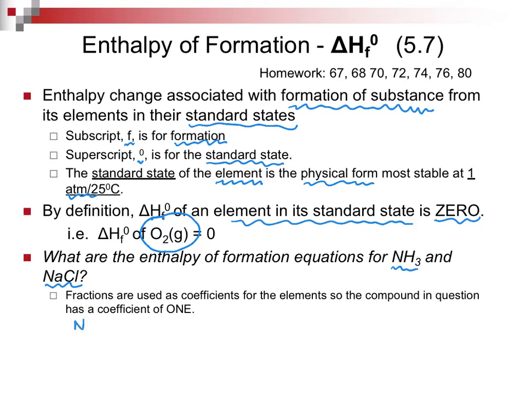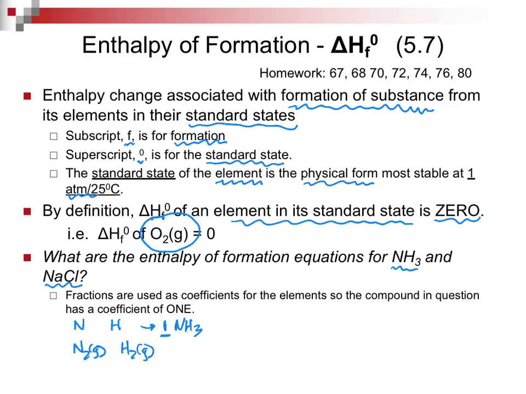There is a nitrogen and there is a hydrogen in NH3. And 1 has to be the coefficient for whatever material we put as a product. What is nitrogen in the standard state? It is N2 as a gas. What is hydrogen in the standard state? It is H2 as a gas.